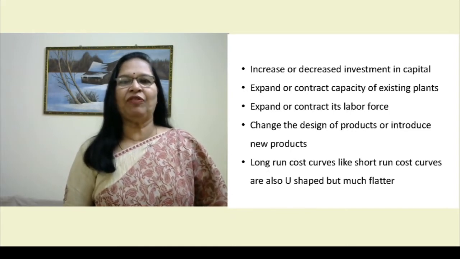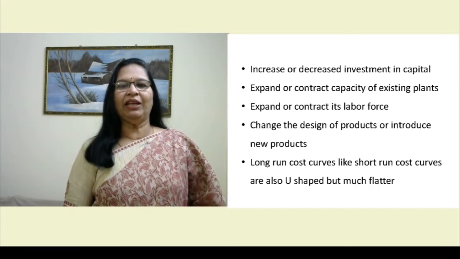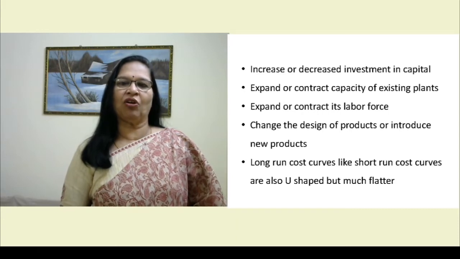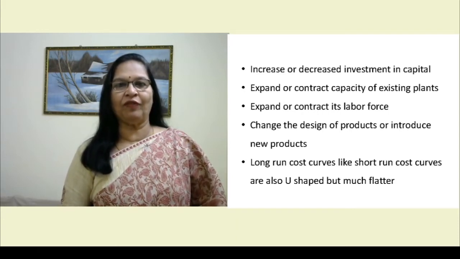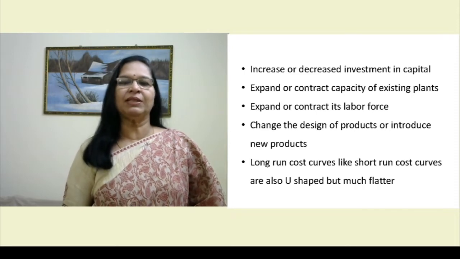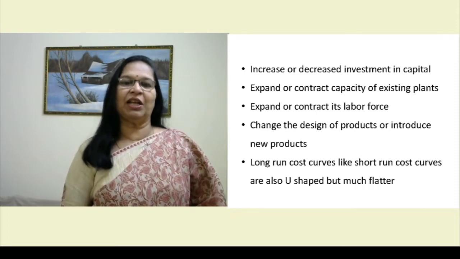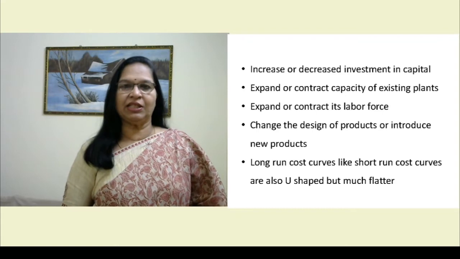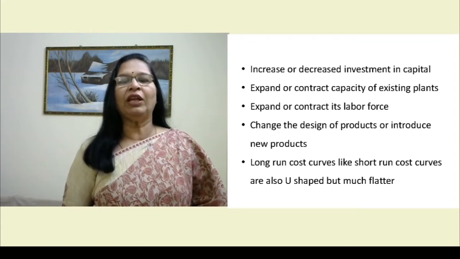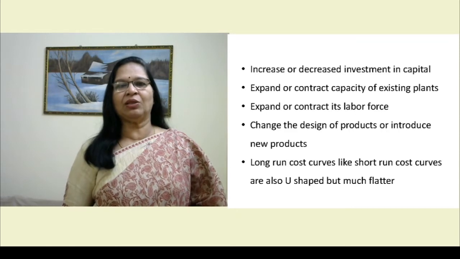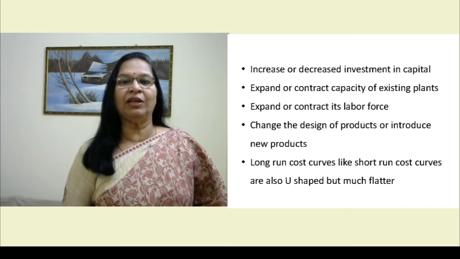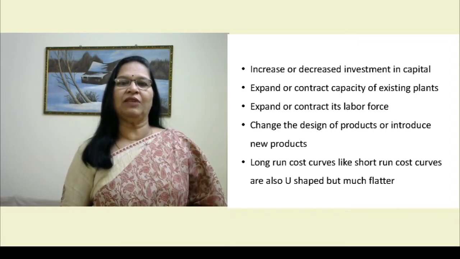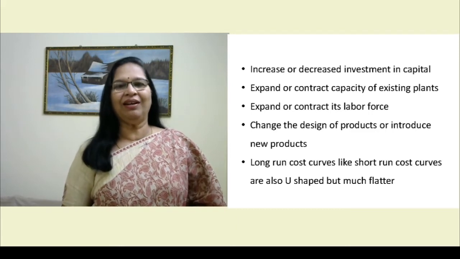What else happens to a firm in the long run? The firm can increase or decrease investment in capital. It can expand or contract the capacity of production of the existing plant or set up new plants. It can expand or contract the number of contract laborers that it employs. It can also change the design of products, introduce new products, or even stop producing certain products which are no longer providing good returns for that firm. Long run cost curves are like short run cost curves. They are also U-shaped, but they are much flatter.